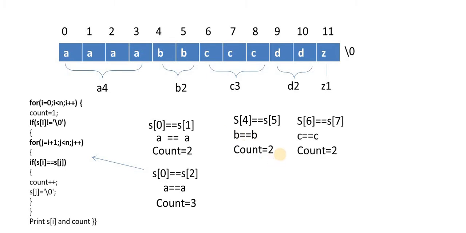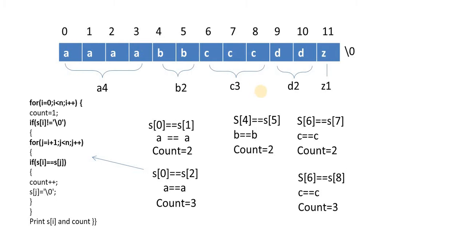Similarly for c, it will go to s of 6 double equal to s of 7, so c is equal to c, so it gets matched and the count of c is increased by 1, so count is equal to 3. After that s of 6 double equal to s of 8, similarly count of c is equal to 3. It will count all the alphabets up to d and z, and it will show the final output, that is a4 b2 c3 d2 and z1.